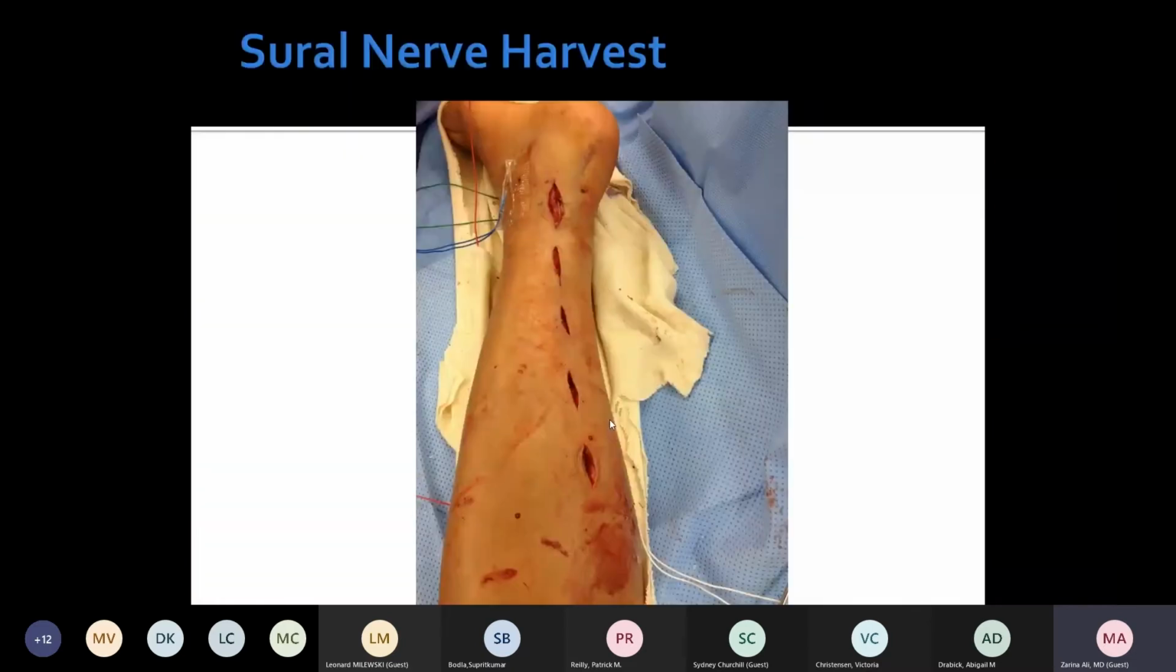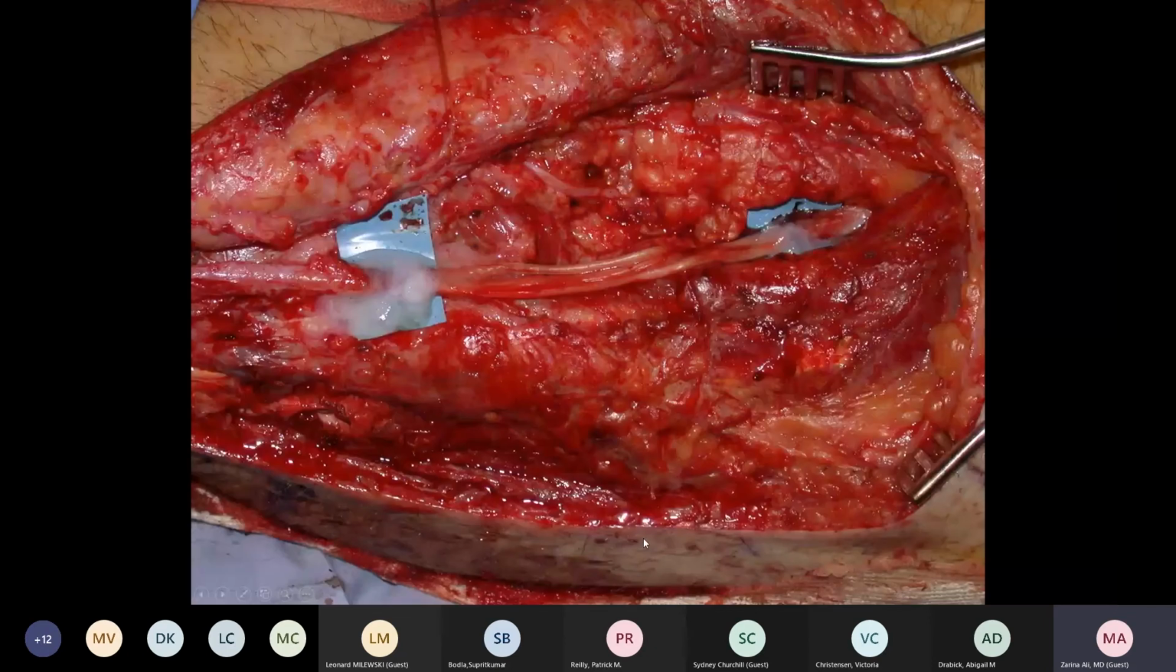And so we go ahead and perform a sural nerve harvest, in which we utilize our sural nerve grafts in order to create a cable graft across the proximal and distal end. And we do a primary suture repair and then apply fibrin glue, which you can see here, over the sutured sites.